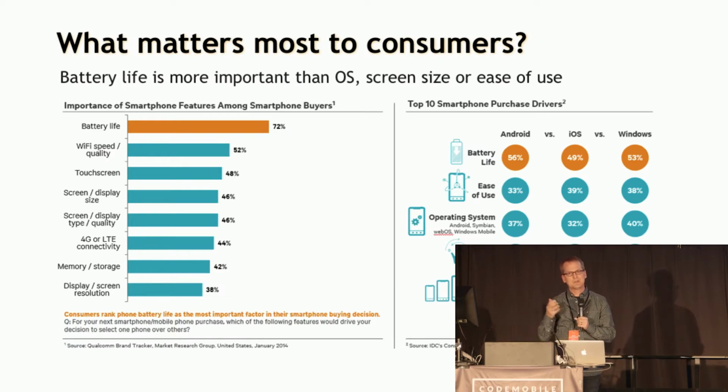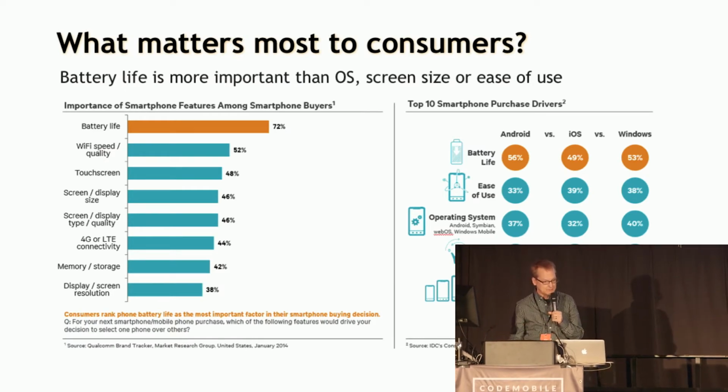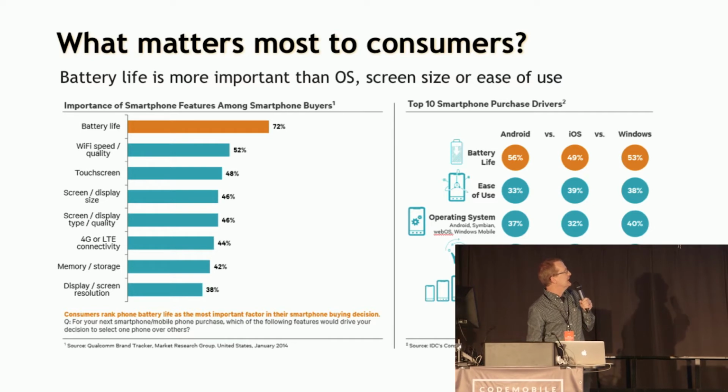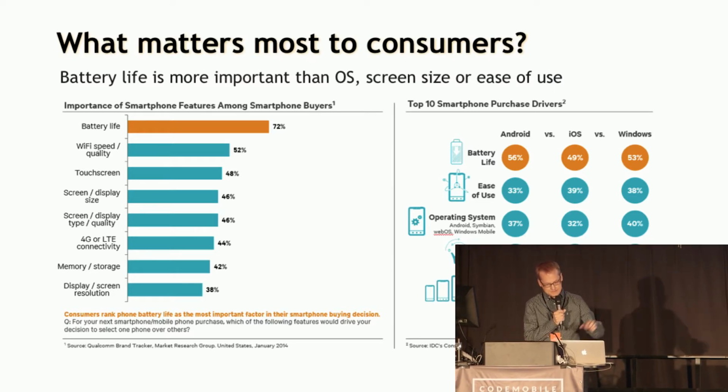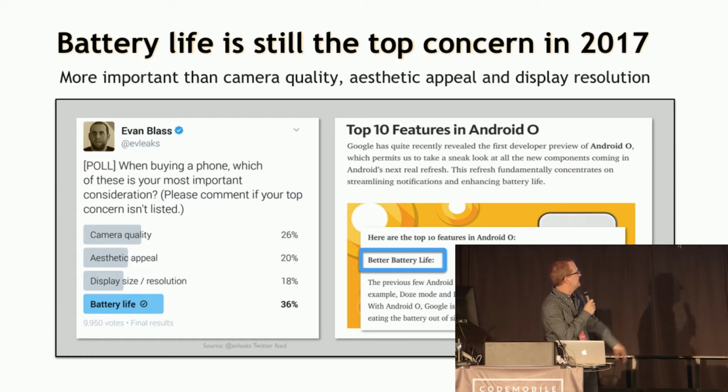I've got a lot of slides, so I'm going to go very fast, but the slides will be available afterwards. So as I talked about earlier, it shouldn't come as a big surprise that battery life is the most important thing to consumers. In fact, it's even more important than the OS, the screen size, and ease of use. These studies were done in 2014, but I have data from 2017 that basically says the same thing. The only real change here is we've seen the number 2 is now camera quality, but number 1 is still power. The last 3 Android releases, the number 1 thing they've talked about is better battery life. So it's something that's very common.